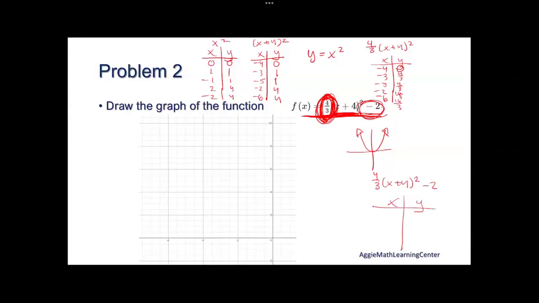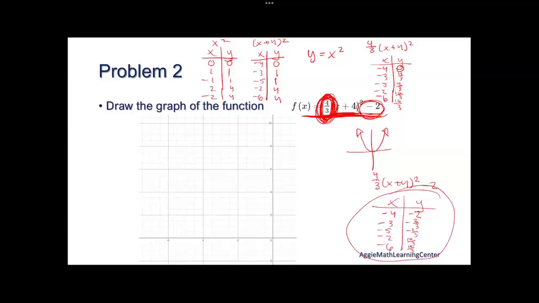The vertical shift of negative 2 is affecting our y coordinates only, so we can write down our x coordinates. And then we have 0 minus 2. Then we have 4/3 minus 2, which is 4/3 minus 6/3, so negative 2/3. Then we have 16/3 minus 2, so 16/3 minus 6/3 is 10/3. And those will be our points on our final graph.